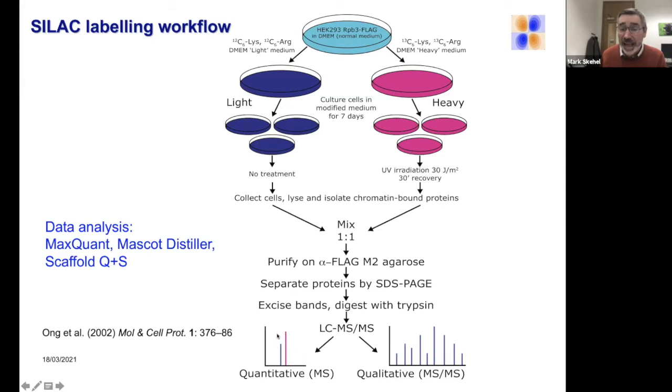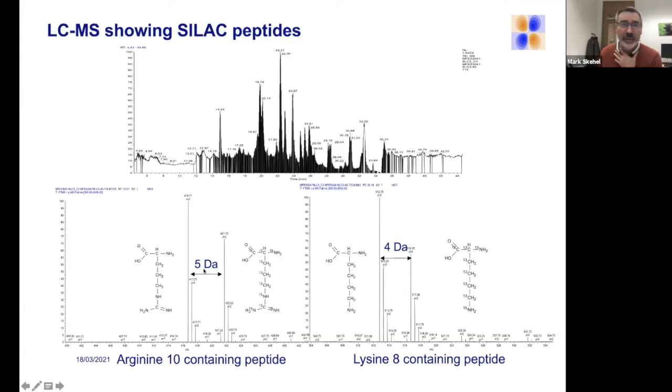So now we're quantifying at the MS level. It's not the peptide, it's not the fragment ion level, it's at the MS level that you quantify. And we analyze these in MaxQuant. And so here's just an example of that. Here's a total ion chromatogram at the top here.